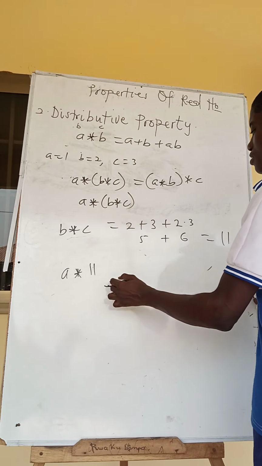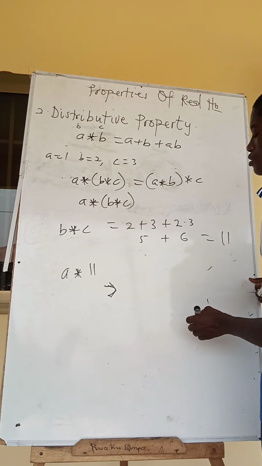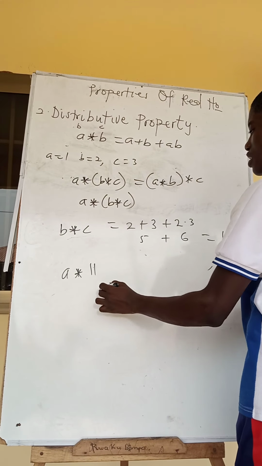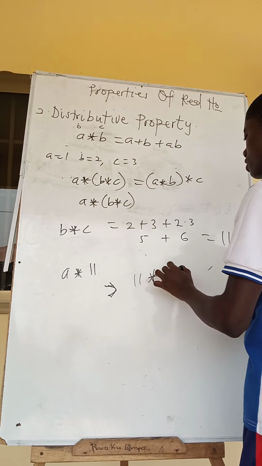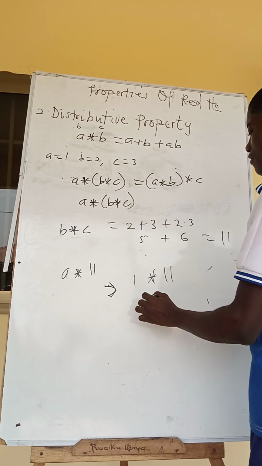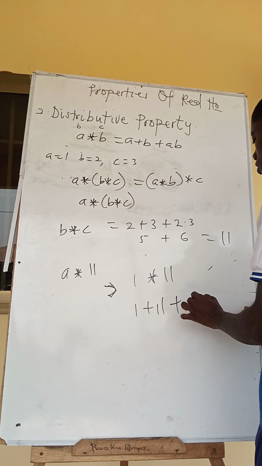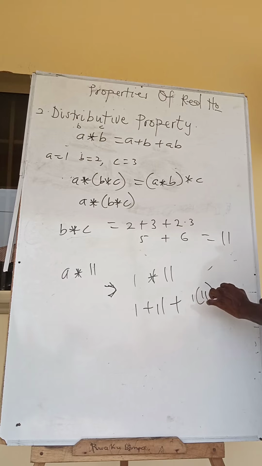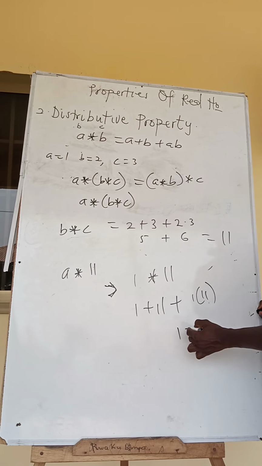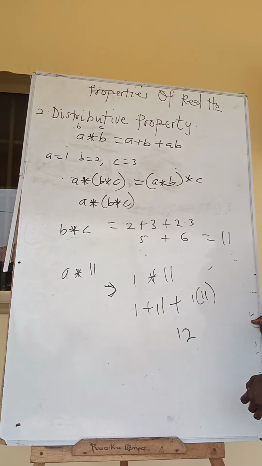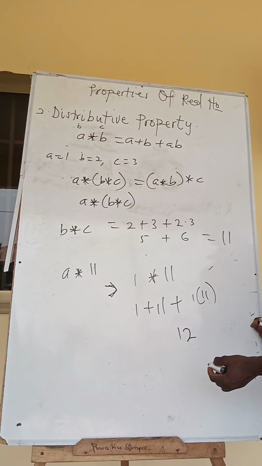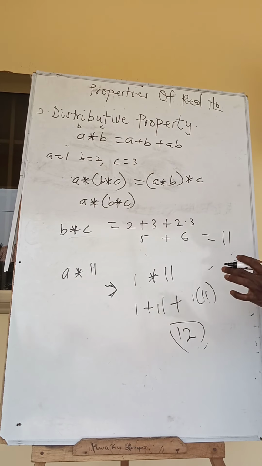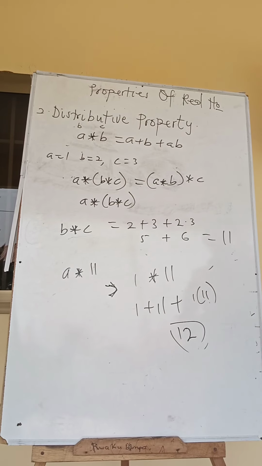So let's try this. We know our A is 1. So initially we are doing 1 star 11. So 1 star 11 is 1 plus 11 plus, where A is 1, B is 11. So 1 plus 11, we are going to get 12. Right here. This is going to give us 12, isn't it? 12, right? Okay. So put this one somewhere.